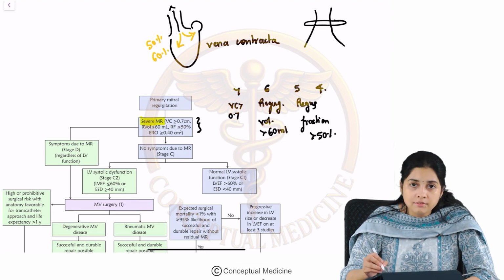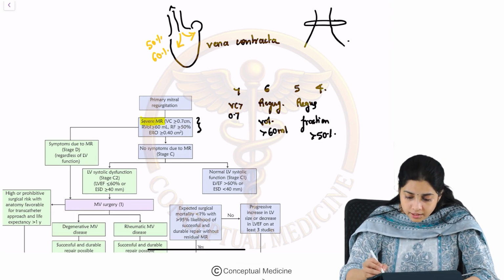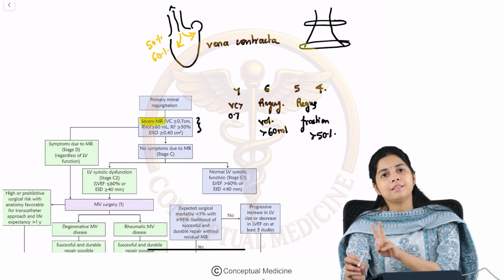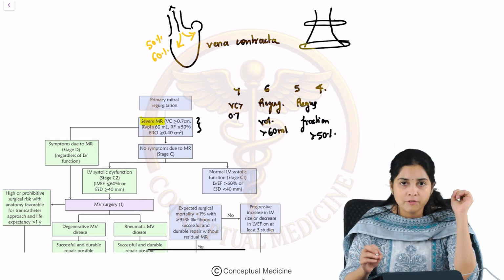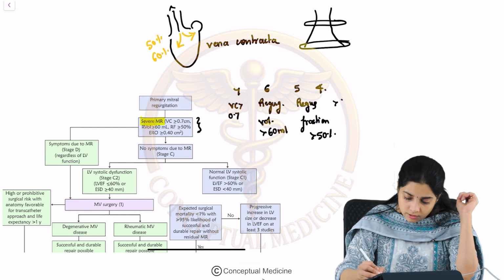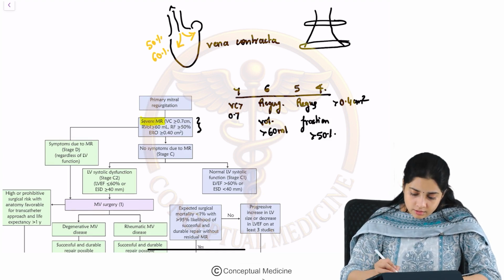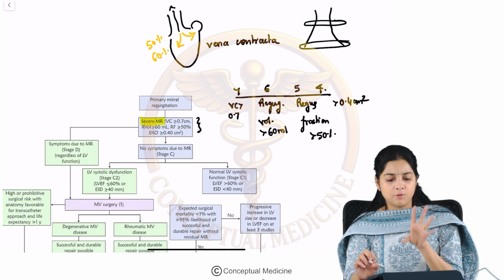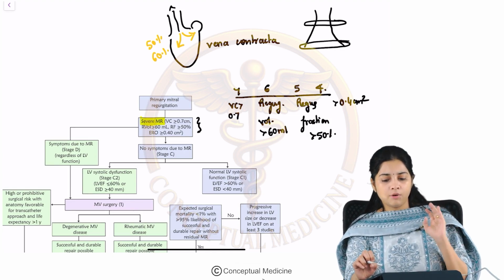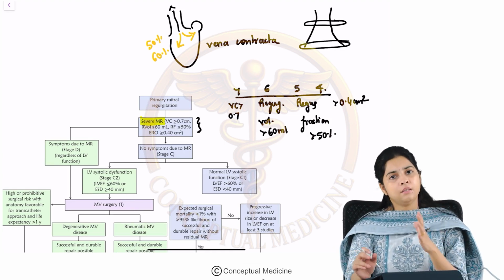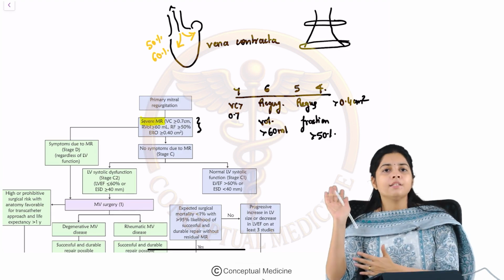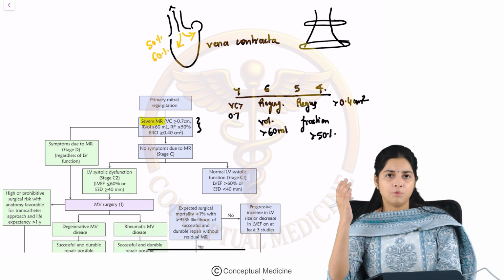The area of the regurgitant jet is taken as the effective regurgitant orifice. And if it is more than 0.4 centimeter square, we call it severe MR. So just remember 7, 6, 5, 4, and try to understand the basics: what is vena contracta, what is the regurgitant volume, regurgitant fraction. Basically, what we are trying to see is, if the regurgitation is more, the MR is more severe.